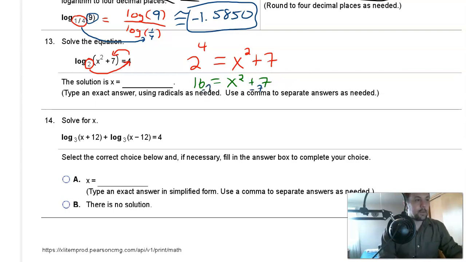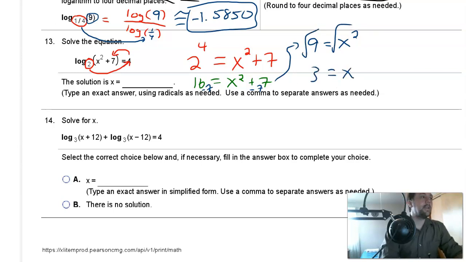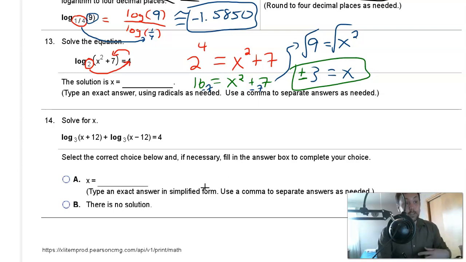We'll subtract 7 from both sides. So we'll get 9 over here. So we get x squared is equal to 9. And then we take the square root of both sides, and we get x is equal to 3. And don't forget the all-important detail of plus or minus whenever you take the square root of both sides of an equation. So really, we have 2 solutions, positive 3 and negative 3. All right, so that's all there is to number 13.